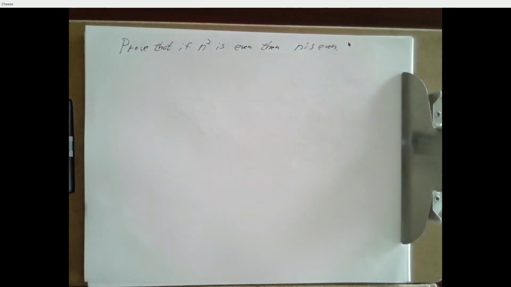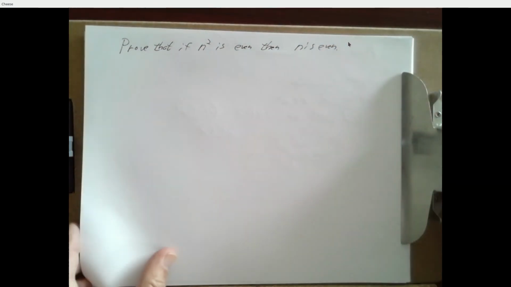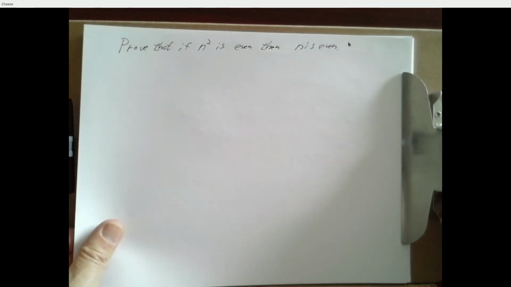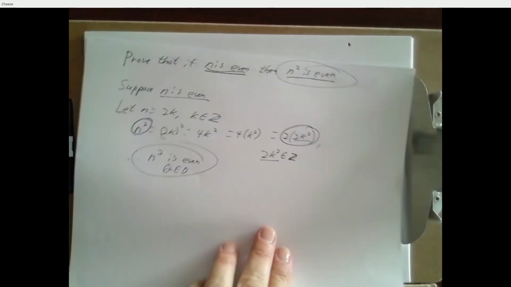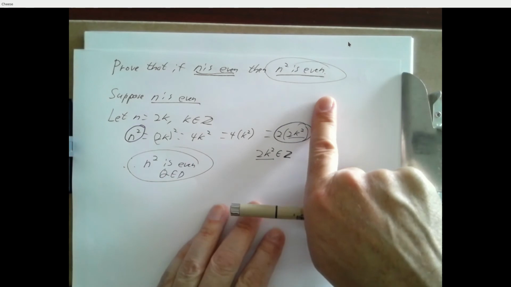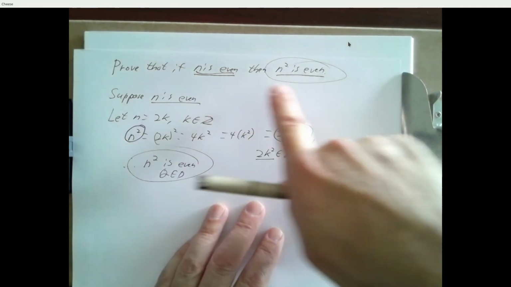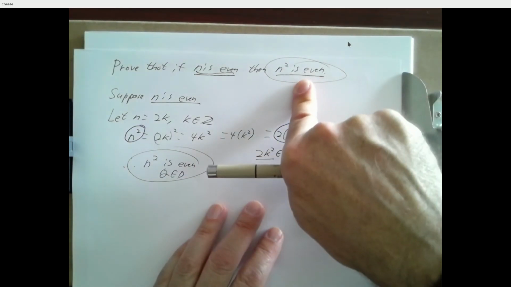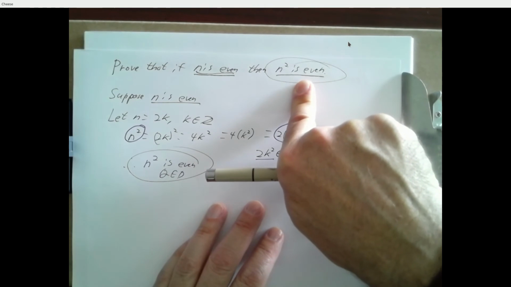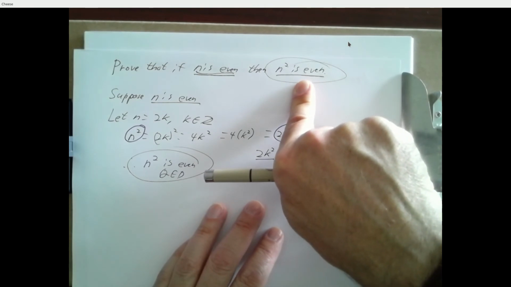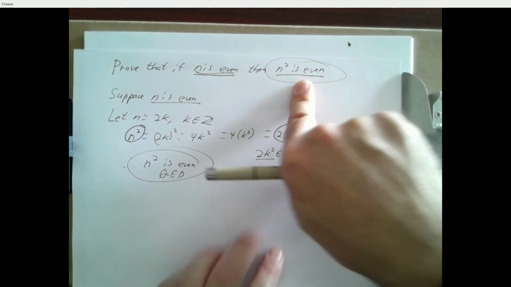Prove that if n squared is even, then n is even. And this is not the same as what we just did. We just proved: start with an even number, square it, you get something even. But now I'm saying start with an even number that is a square of something, prove that that something is also even.